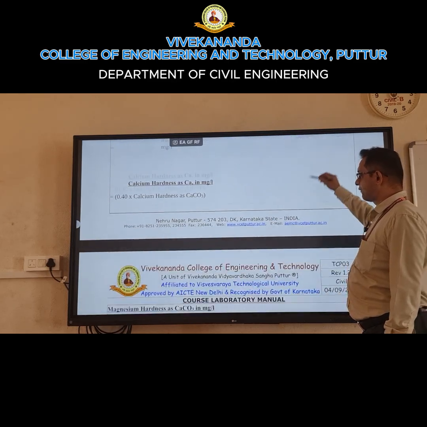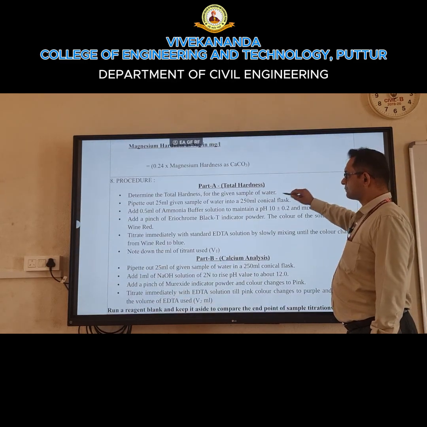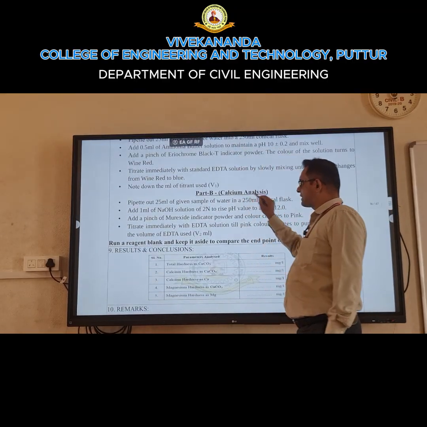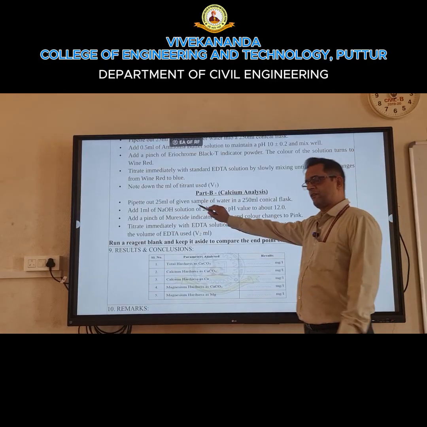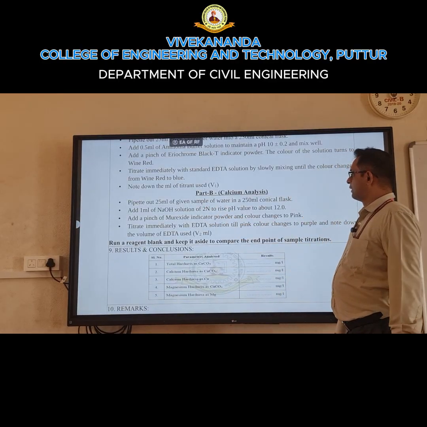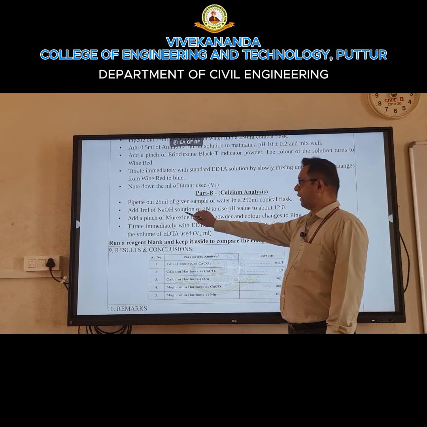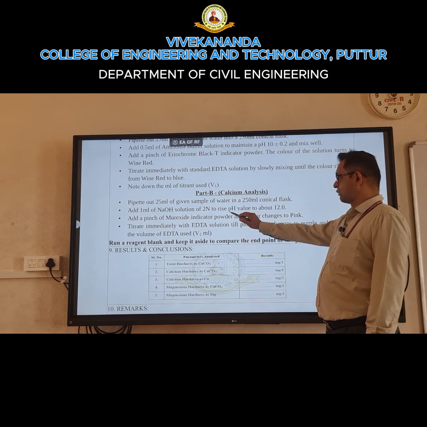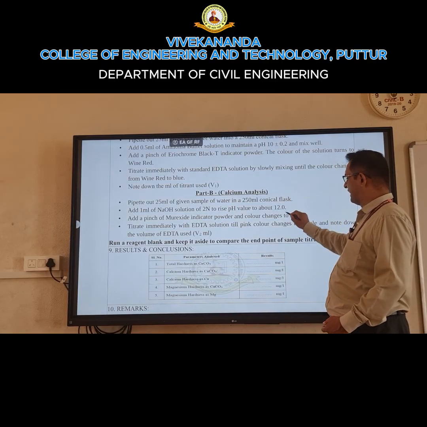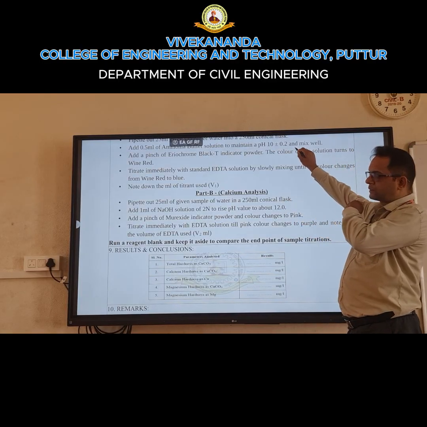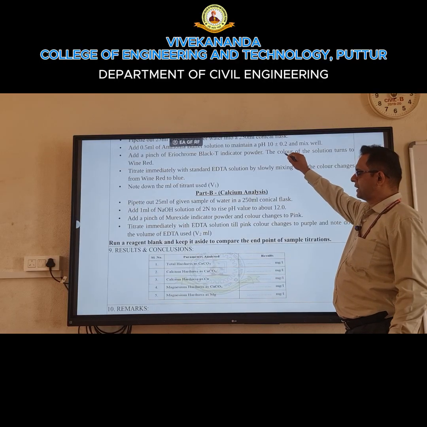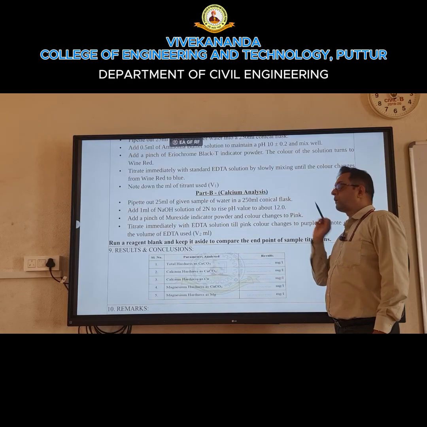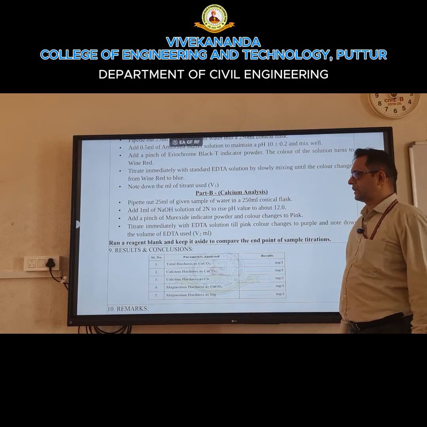So what is the procedure for this? First I have to find out the total hardness, right? So for the calcium analysis, I have to take 25 ml of raw sample, then I have to add 1 ml of NaOH solution, that is 2 normal sodium hydroxide solution, to maintain the pH. Last time for the total hardness the pH is maintained at 10 or 10.2, here I have to maintain 12, right? Therefore 2 normal solution is added.